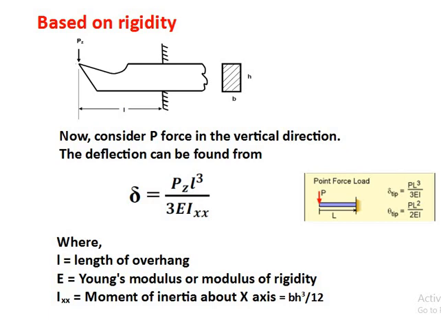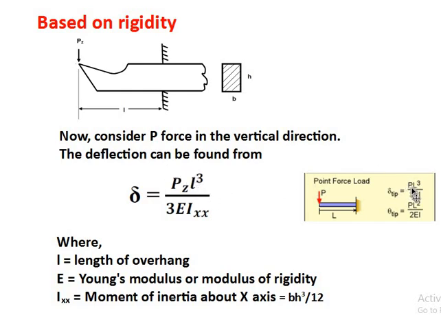Now consider the rigidity criteria or stiffness criteria. Again, consider the vertical force which is acting at the tip of the tool. Then you have to consider this as a cantilever beam, and then you can find out the deflections. That means the cantilever has a point load at its free end, and the maximum deflection will be PL cube divided by 3EI. So we have to consider this deflection equation for designing the tool shank.